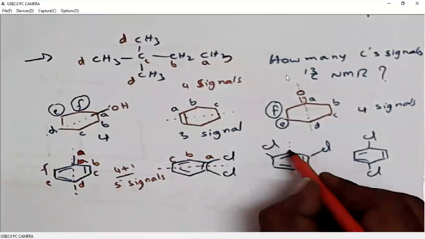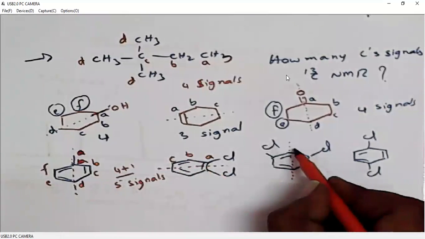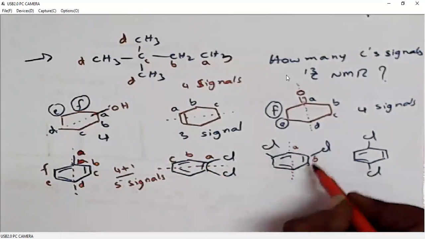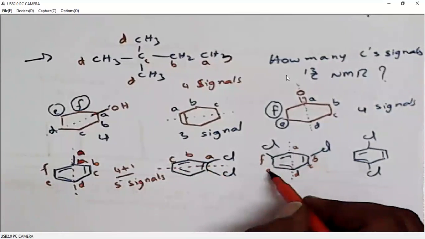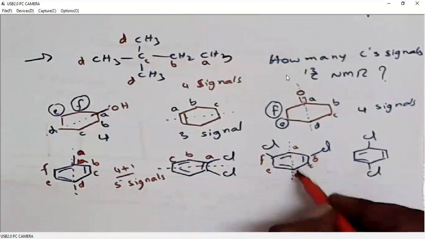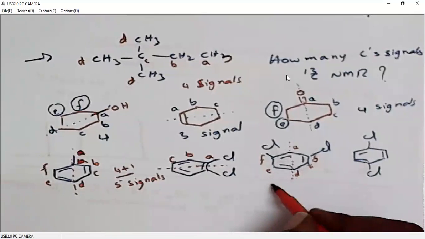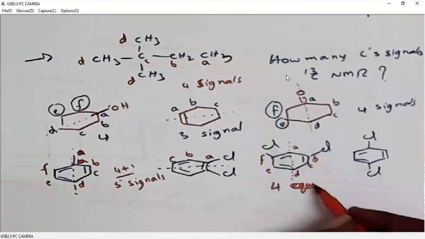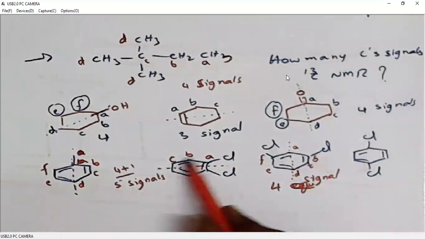Here we can take a symmetry axis like this. A, B, C, D, E, F. B and F are chemically equivalent. C and E are chemically equivalent. A and D are not chemically equivalent, so A and D will give their signals. Among B and F, we will observe one signal. C and E will give one signal. So altogether, we will get 4 signals. Remember, when we are taking the axis in between the bonds, we are getting only 3 signals.